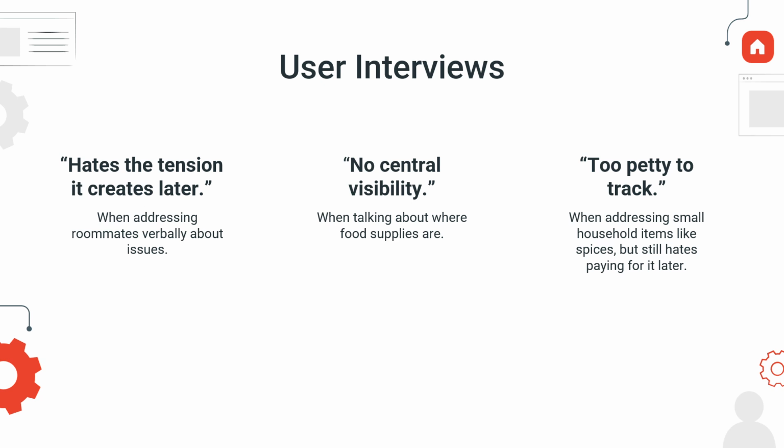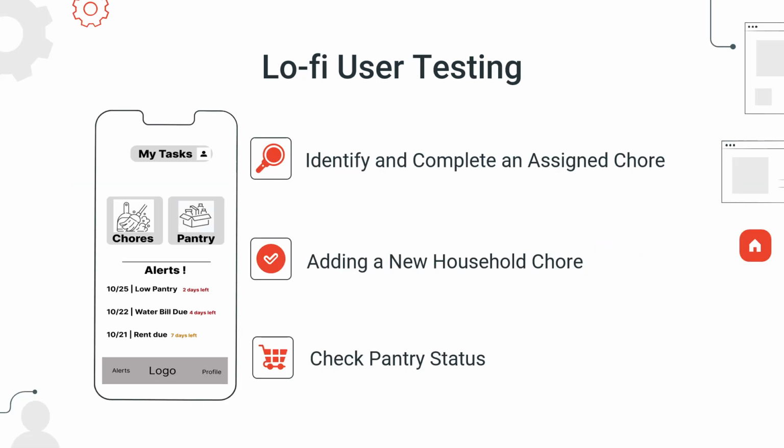Some quotes that we found interesting and worth sharing were from various people. One person, when addressing roommates verbally about issues, described it as hating the tension that it creates later. Another person, when talking about where the food supplies are, didn't like that it had no central visibility. All these food supplies were spread out, and they were not in a central area. And likewise, when addressing small household items like spices, they still hate paying for it eventually, and called these items too petty to track, and wondered if there was a more intuitive way to go about doing that. From there, we decided to use our lo-fi screens to conduct some lo-fi user testing.